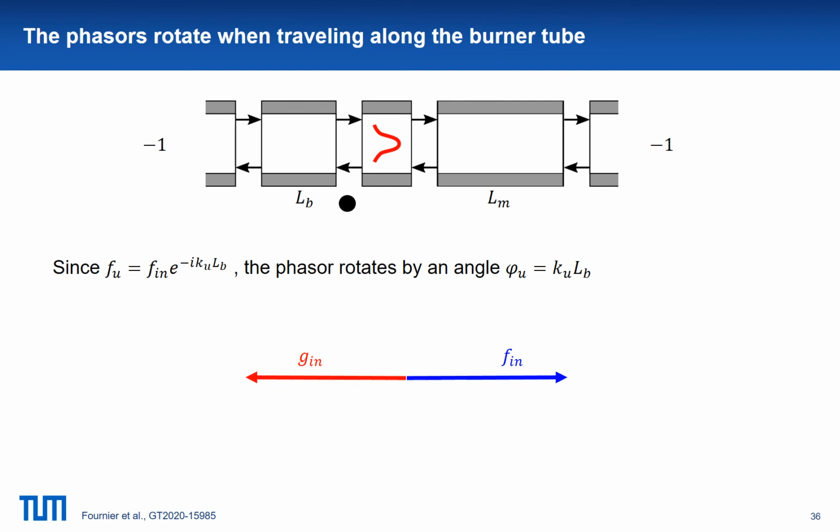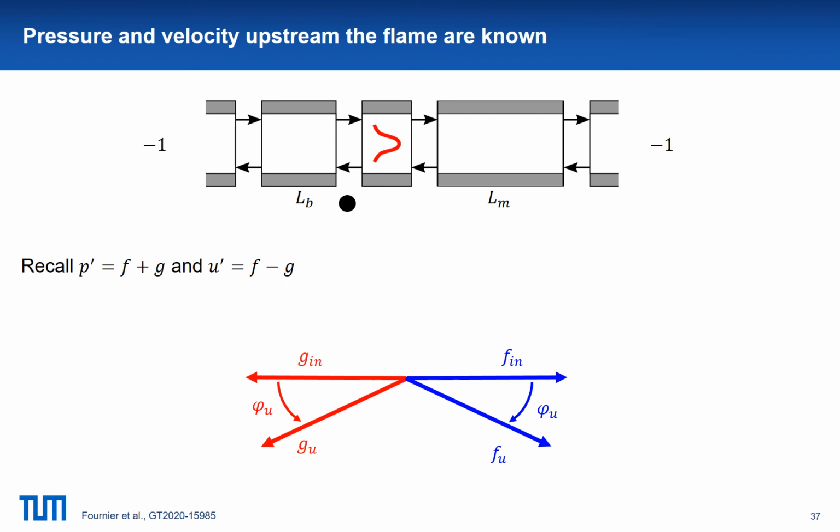When traveling along the burner tube, from the inlet to the upstream location of the flame, the phasors will rotate by an angle phi u that depends on the frequency and the length, and that represents the phase shift. So we have the rotating phasors, and Fu and Gu are the phasors upstream of the flame. Pressure and velocity are therefore known. Recall that p prime equals F plus G, and u prime equals F minus G.